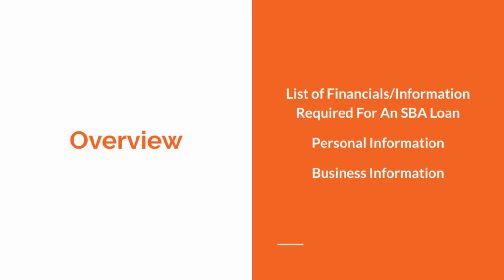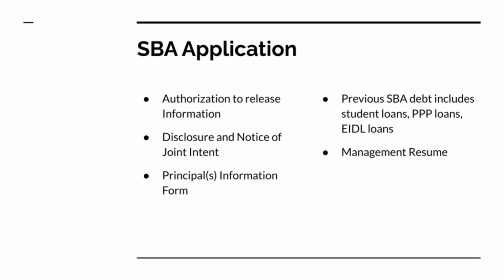I recently bought real estate with an SBA loan, and this is a quick overview of how to go about getting a loan and the documents required. There will be two parts to it: the personal part, which is all about you as an individual, and then the business side. And the business side will include what you've already done and what you plan on doing in the future. The first document will be the SBA application, which would include the authorization to release information, which will basically state they can pull your credit report.